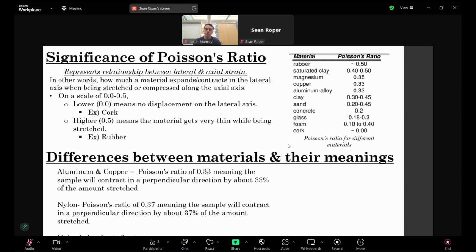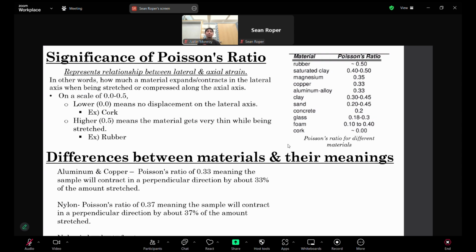So this is represented on a scale of 0 to 0.5. The lower end of that scale means there's no displacement on the lateral axis when it gets stretched or compressed. And the higher end means that the material gets very thin while being stretched. So for example, the lower end of the scale would be cork, and the higher end of the scale would be rubber. So these are the differences between these materials and their meanings.